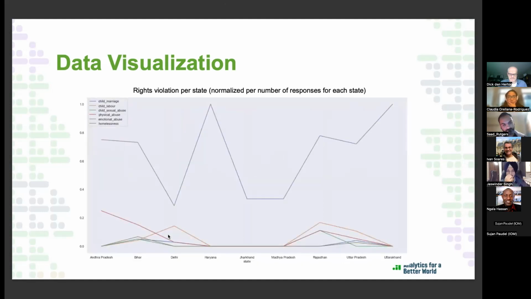This is something that we were able to deduce with respect to which states have the highest instances of, for example, child marriage here. If you see the blue line in this graph at the top, that's the instances of child marriage in the state of Haryana, which is the neighboring state of the capital, national capital, Delhi. And it's very high. It's one of those states where the girls are not given their due spaces in the public life.